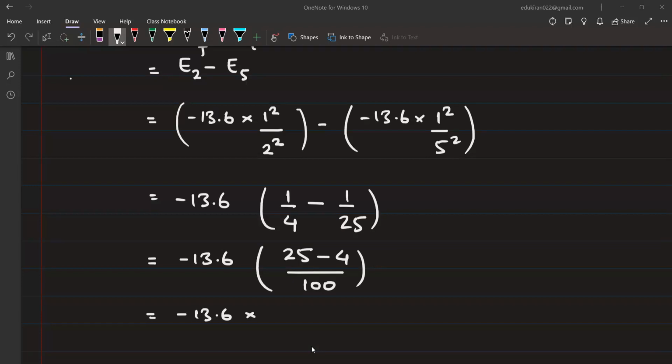Abdul Hamid, can you speak something? Now you are audible. Okay. So minus 13.6 multiplied by 25 minus 4, which is 21, divided by 100. Correct, guys? Yes or no? Yes, sir. You can just solve this now. What will be the answer?